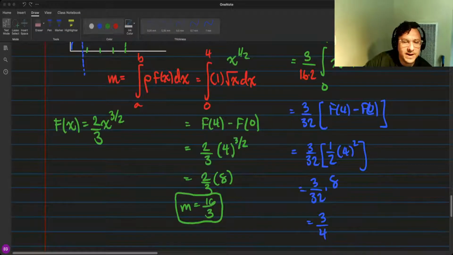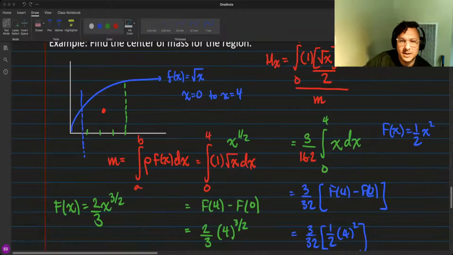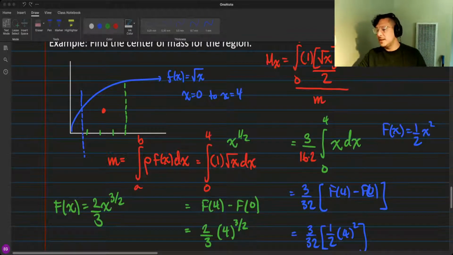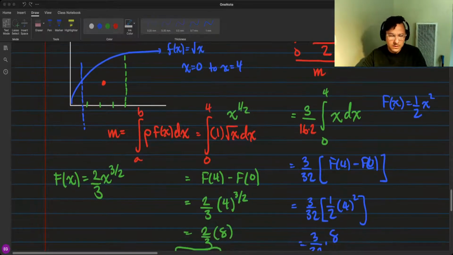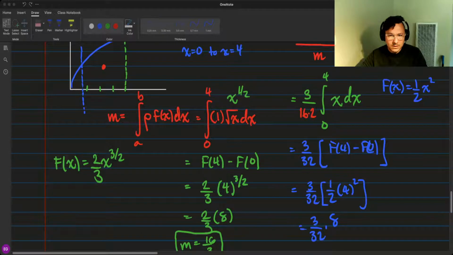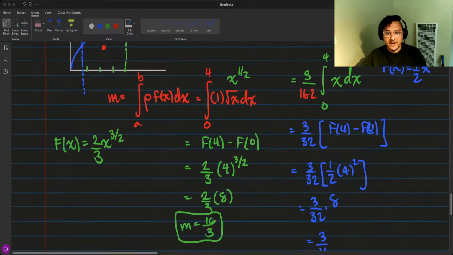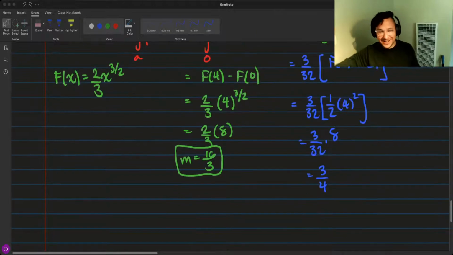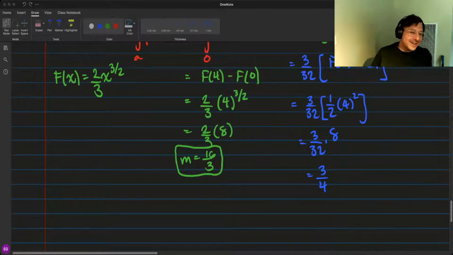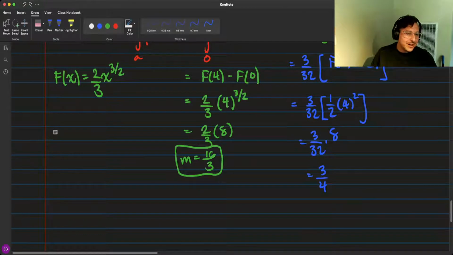No, because you're dividing by m. M is 16/3. So if you're dividing by 16/3, that's the same as multiplying by 3/16. So that's not the problem. Oh, shoot. I found what the problem is. Okay, no wonder. I found it. This is the problem.